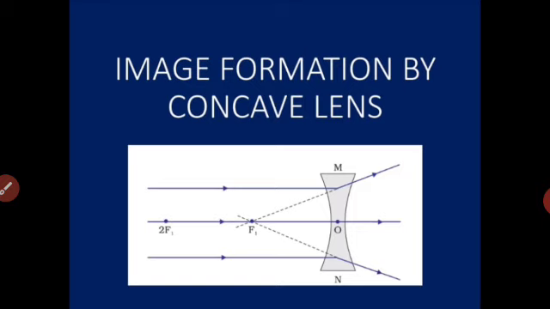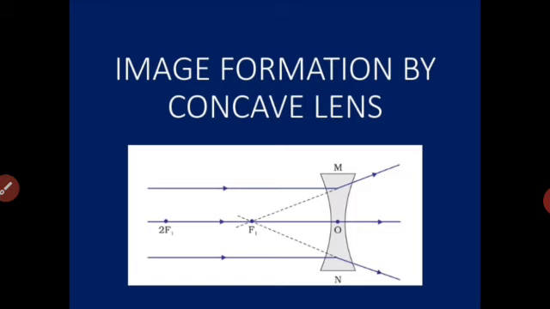Thus we see the two light rays moving away from each other after refraction, and when we extend them, they appear to be coming from the point F1, which is the principal focus. Thus we see the image will be formed at the position F1, which is virtual, erect and highly diminished. This is the ray diagram for the object located at infinity.